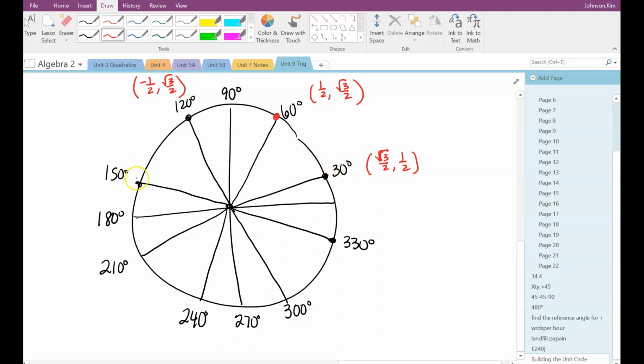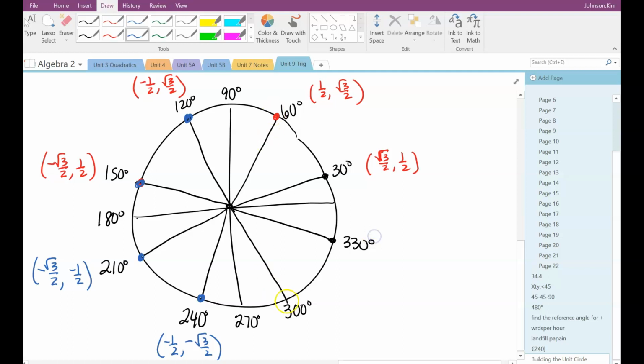Same thing over here. 30 and 150 are perfectly symmetrical. So I'm going to go left √3/2, so that gives me a negative there, and up 1/2. Okay, I can do the same thing here. This 150 is perfectly symmetrical with 210. So I'm going left √3/2, and I'm going down 1/2 now. The 120 and the 240 are perfectly symmetrical, so I'm going left 1/2, and now I'm going down √3/2, so it's going to be -1/2, -√3/2.